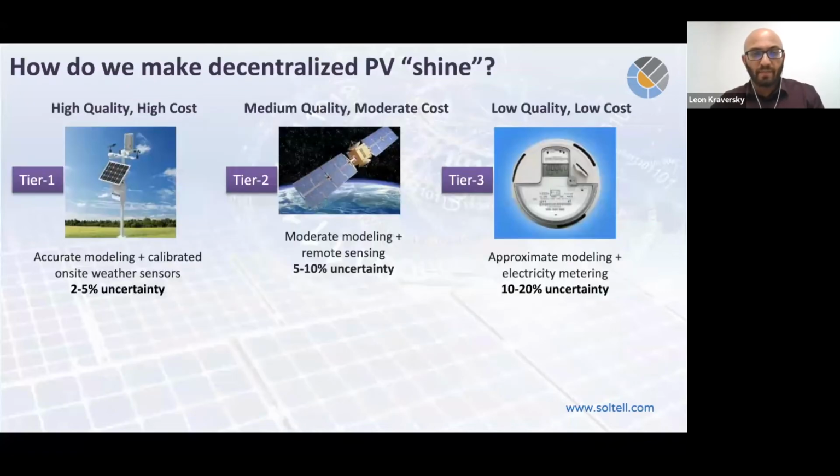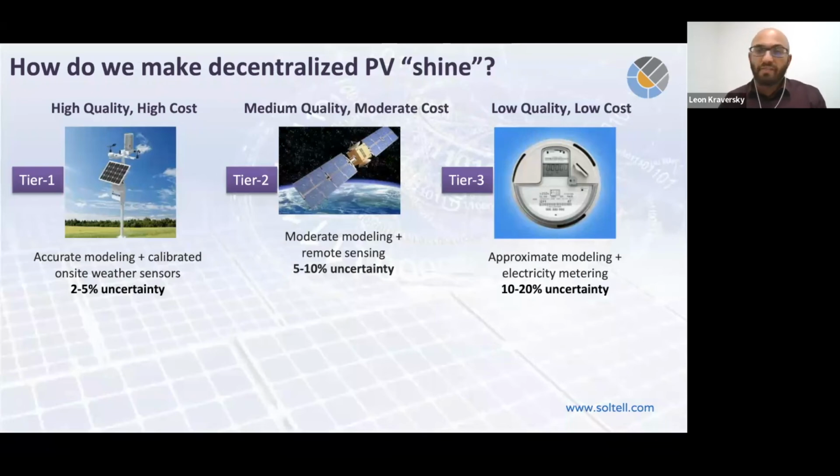Next slide, please. So let me summarize. We have high quality but high cost techniques with local weather sensors applied for utility scale PV. When combined with proprietary algorithms, you can reach an uncertainty level of 2 to 5% without reliance on any weather variation, of course. And that's the golden standard for the utility scale.